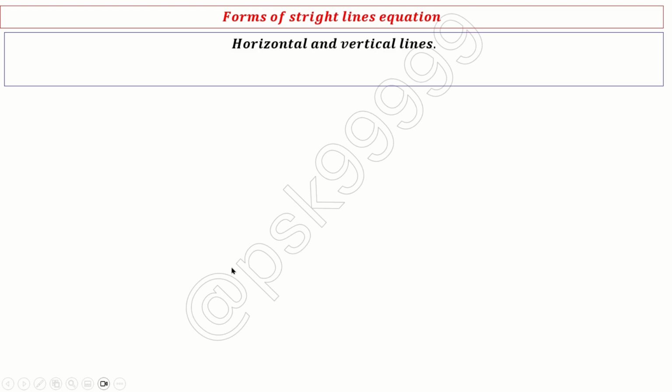So first thing, let's review the equations of lines parallel to the horizontal and vertical lines. If it is a horizontal line, it is y equal to k. If it is a vertical line, it is x equal to k. Here k is where it intersects the other axis.